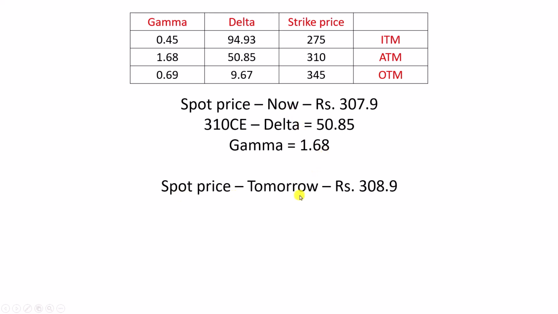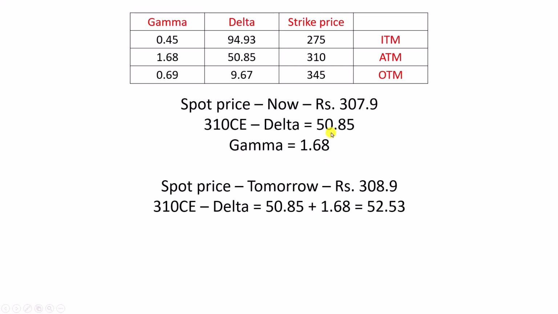Let us say tomorrow the price increases to 308.9. So there is an increase of 1 rupee. So when there is an increase of 1 rupee, how much does the delta change, or what is the new value of delta? That is what we are trying to find out using gamma. This value plus this value will be the new value of delta, and that is the simple explanation of what gamma is.